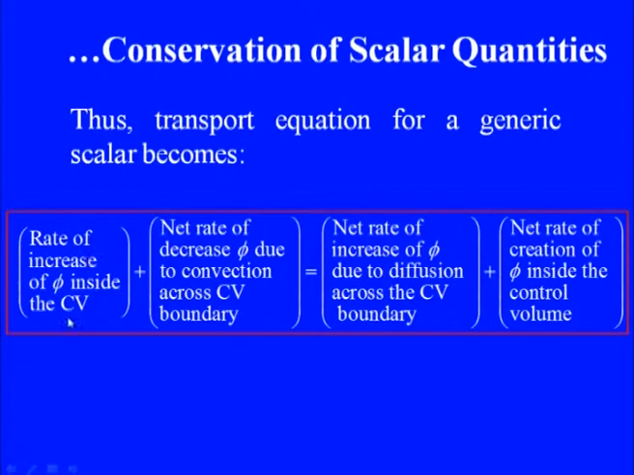This rate of increase of phi inside the CV would essentially be a time derivative of a volume integral, and this convection term would be a surface integral, the convection of phi because of fluid flow. On the RHS we again have increase of phi due to diffusion across CV boundary, which will again be represented by a surface integral, and the last term would be a volume integral, which is a net sum of the different sources inside the volume. Now, to obtain the formal equation, let us have a detailed look at each one of these terms.